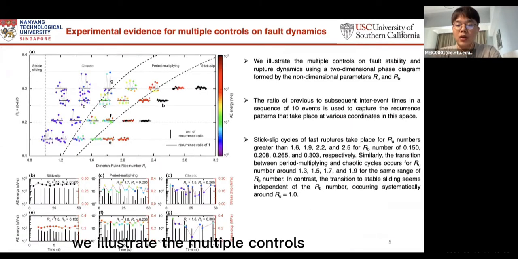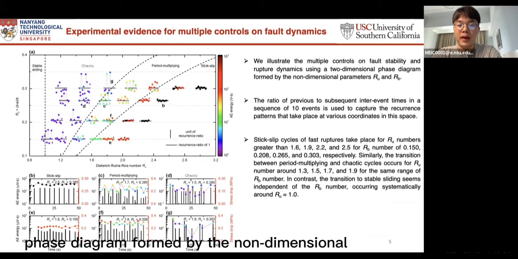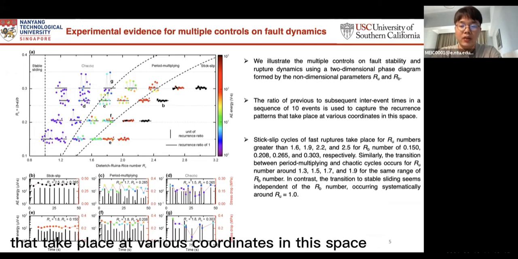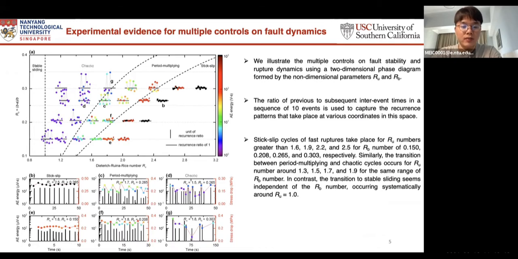We illustrate the multiple controls on fault stability and rupture dynamics using a two-dimensional phase diagram formed by the dimensionless parameters Ru and Rb. The ratio of previous to subsequent inter-event times in a sequence of 10 events is used to capture the recurrence patterns that take place at various coordinates in this space.